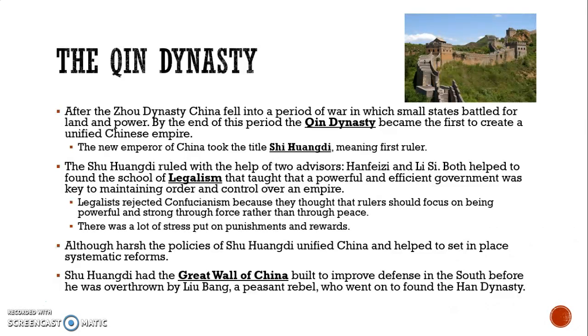Although harsh, the policies of Shi Huangdi unified China, and he helped to set in place a lot of systematic reforms that ultimately unified China as a whole. The main achievement during Shi Huangdi's rule was the Great Wall of China that brought good defense into the south in order to defend against the Mongols.